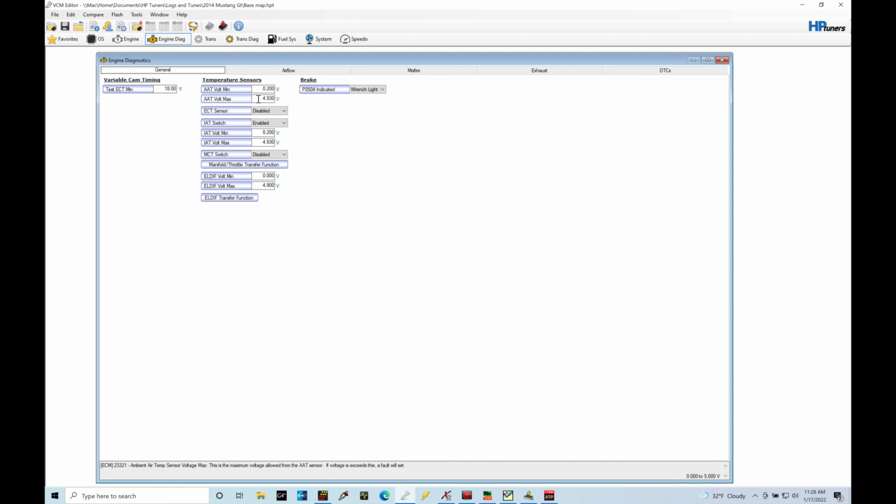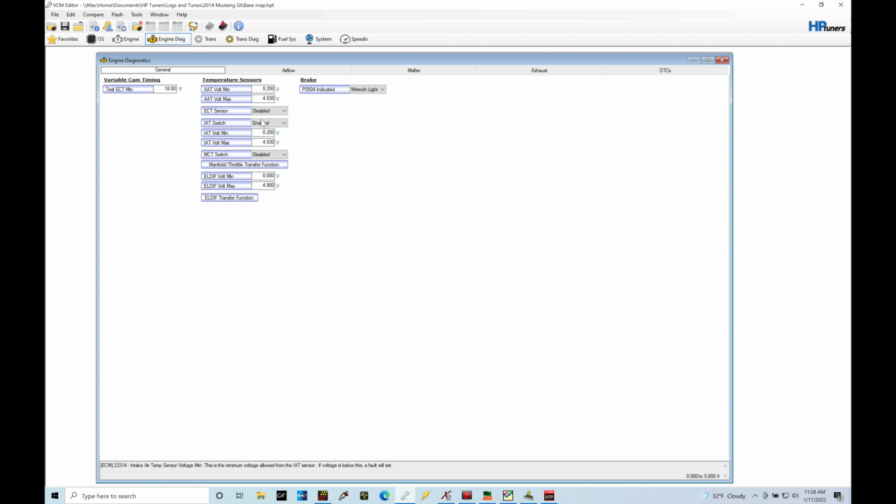So if the voltage drops below 0.2 in this particular ambient air temp circuit, or in this case goes above 4.93, that means we have a low or a high voltage situation in the circuit, and it needs to throw a check engine light for that. So we can see here that it's going to give us the ability to program thresholds.